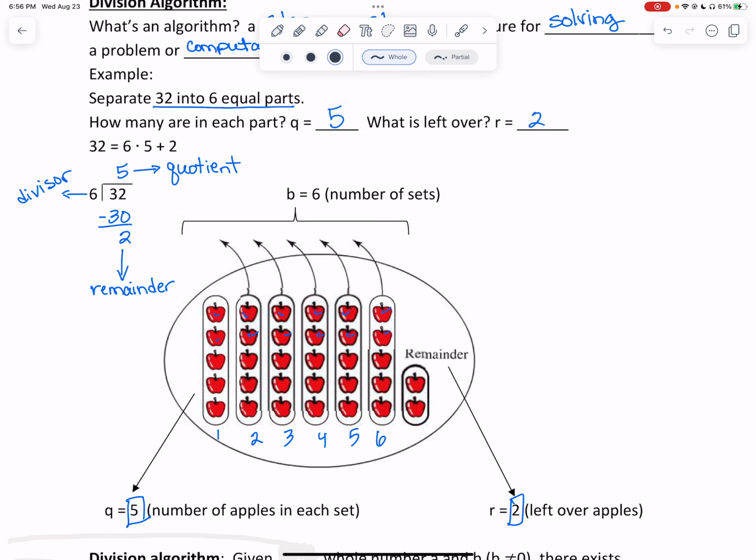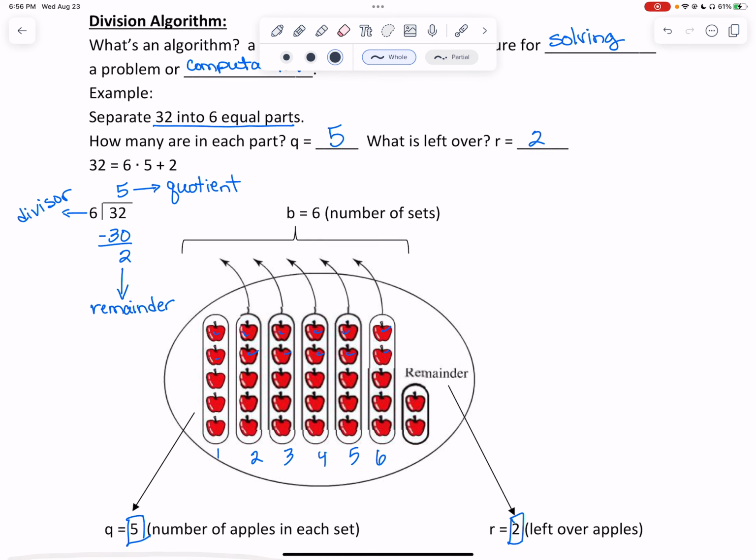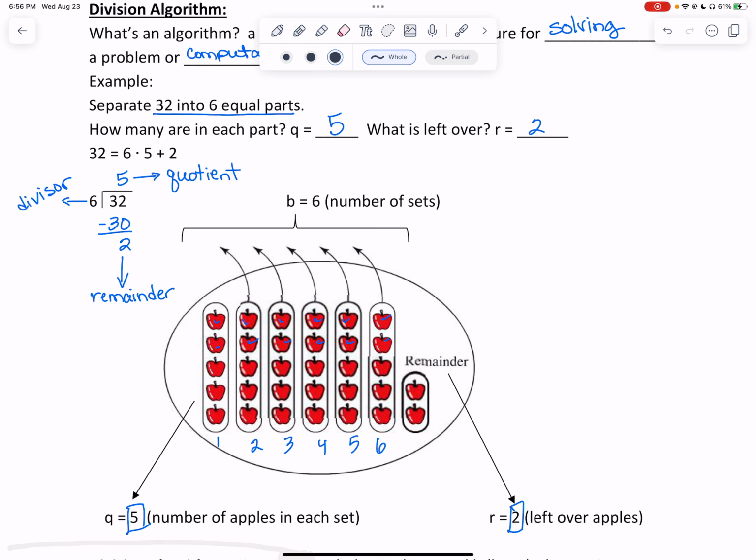So how many are in each part? 5 are in each part. What is left over? Your remainder is 2. Okay, so you can write this: 6 times 5. That would give me my 30. And then we have 2 left over.